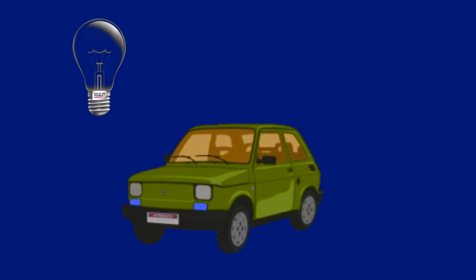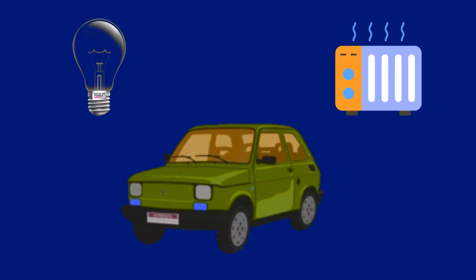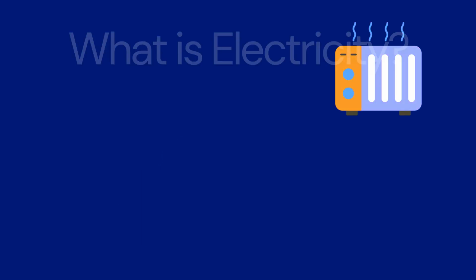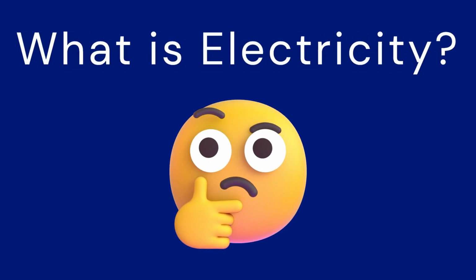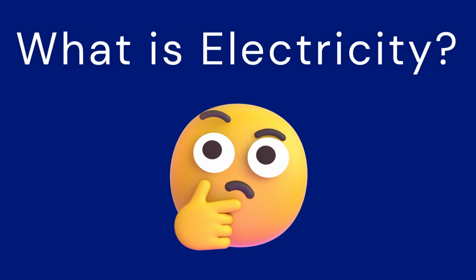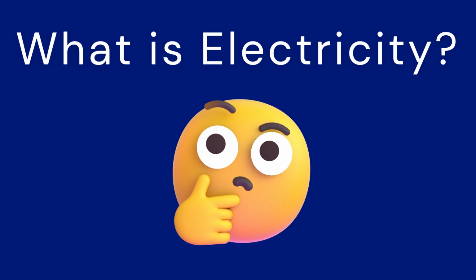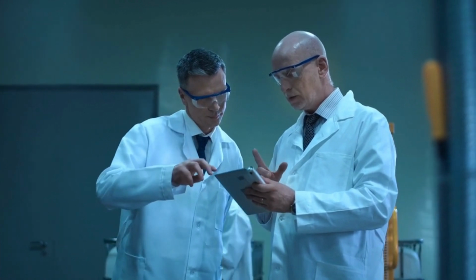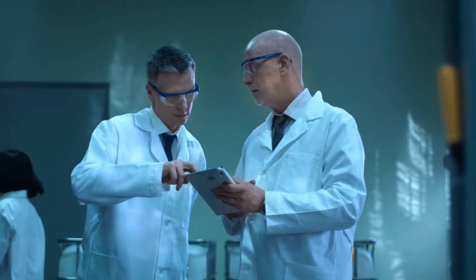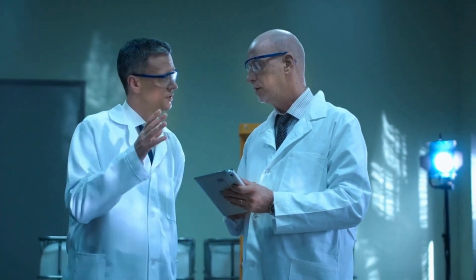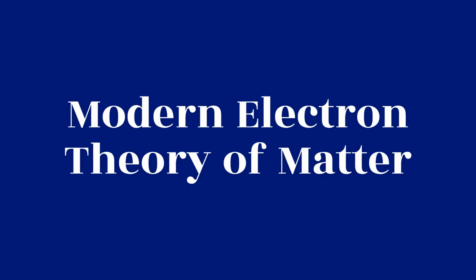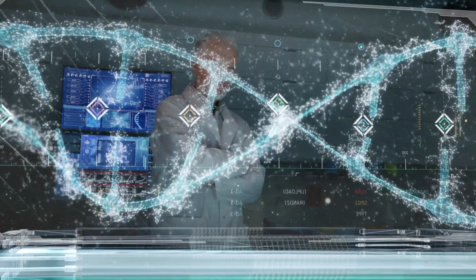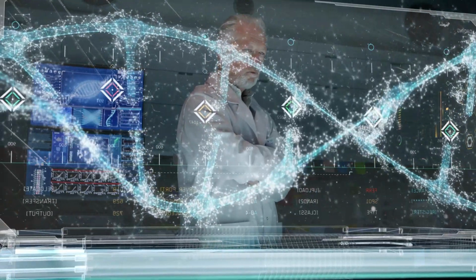Electricity can be used for lighting, heating, traction, and countless other purposes. The question always arises, what is electricity? Several theories about electricity were developed through experiments and by observation of its behavior. The only theory that survived over the years to explain the nature of electricity is the modern electron theory of matter. This theory has been the result of research work conducted by a number of scientists.